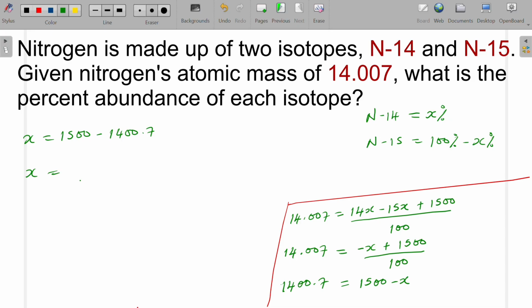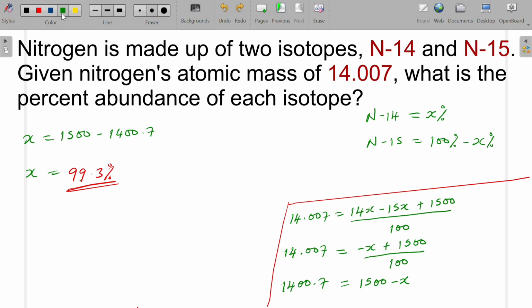And our x in this case will be equal to, let's punch our calculators, 1500 minus 1400.7. What are we getting? According to my calculator, I'm getting 99.3%. And remember, the x percentage is the percentage for nitrogen 14, meaning 99.3% is the percentage abundance for nitrogen 14. Now, our job is done.